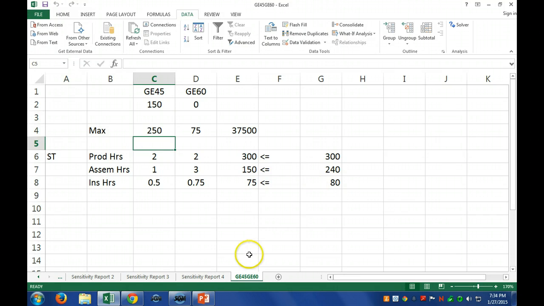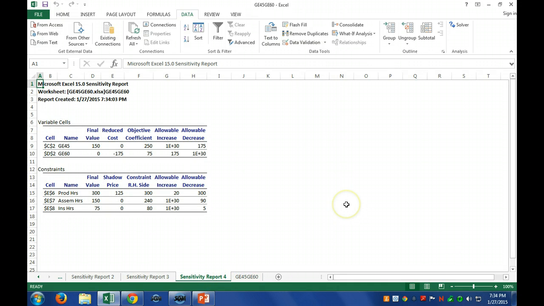Well, the sensitivity report tells me that. We're going to go back up to the top again, and you'll see a value called reduced cost. You see reduced cost? We don't have reduced cost for the GE45s. It's 0 because we're making them. We're making 150 of them, so we don't have a reduced cost. But for the thing we're not making, the GE60s, we see a negative 175.